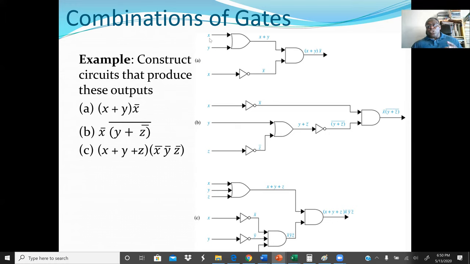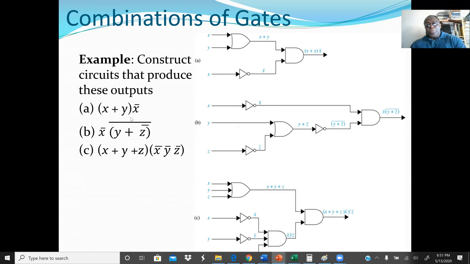Again, this question says we should construct the circuit. An expression is given. So here we can see S and Y go through the OR gate, and we get S plus Y. Now S goes through the NOT gate, and we get S invert. And our final expression is S invert times S plus Y. So they have to go through the AND gate to get the product of the terms. So you will get S invert times S plus Y.